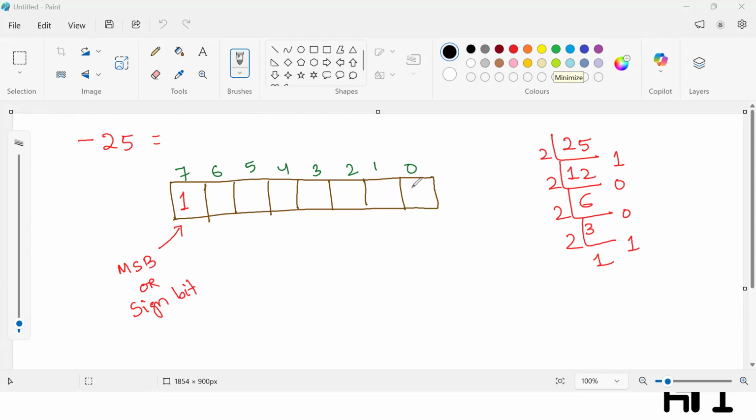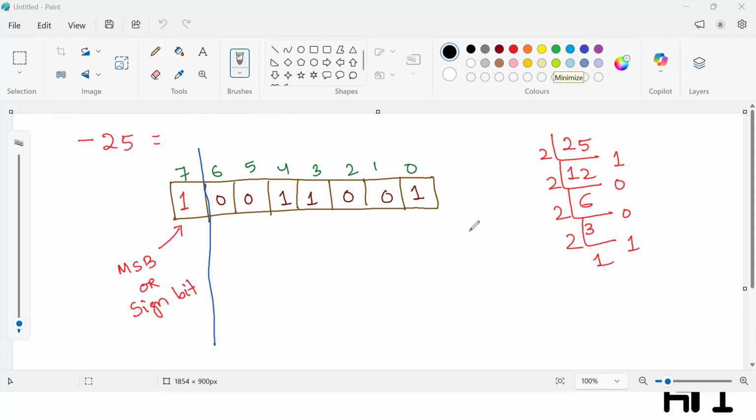So the values will be 1, 0, 0, 1, 1, and the rest of the bits will keep 0. Okay. But this is not minus 25. So what we'll do here, we have to go for some different concepts. This sign bit is not your data. What is your data? 0 to 6 bits are your data.